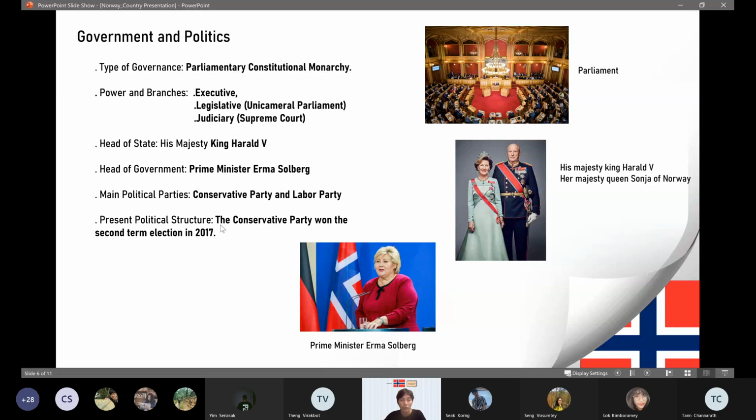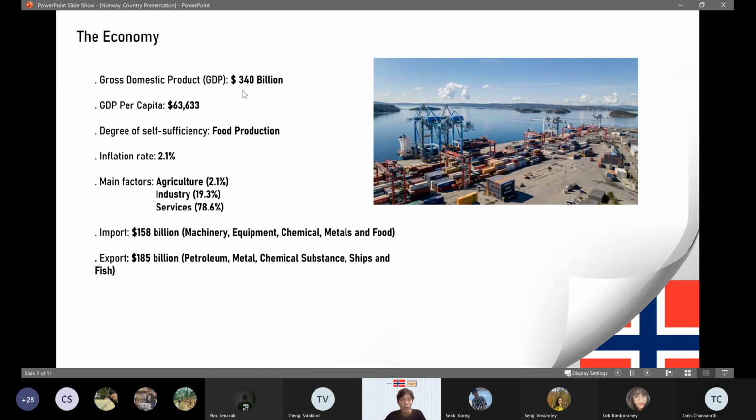And the present political structure is that the Conservative Party won the second-term election in 2017. The economy: Norway's GDP is $340 billion, and GDP per capita is nearly $63,000. Food: the degree of self-sufficiency in food production. The inflation rate is 2.1. The three main sectors are agriculture, industry, and services. Imports are $158 billion and exports $185 billion.